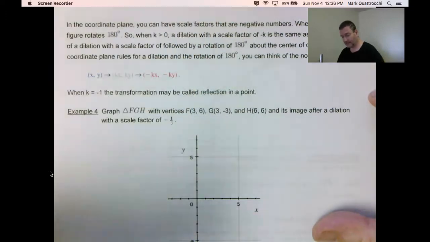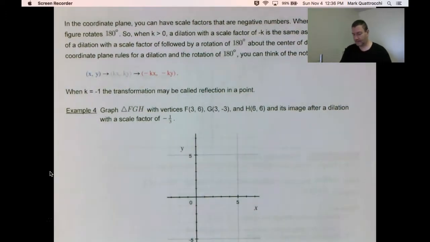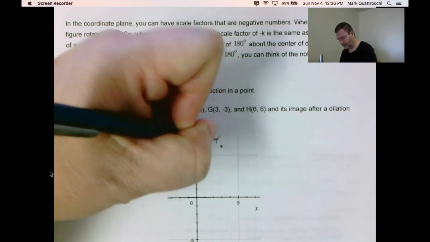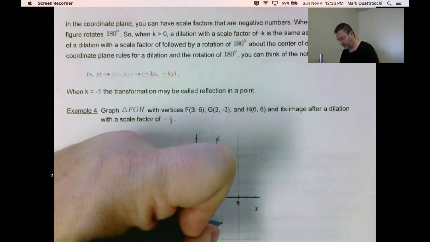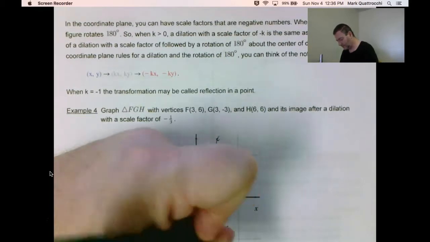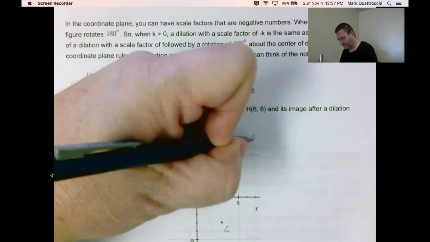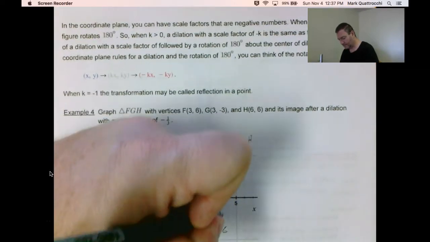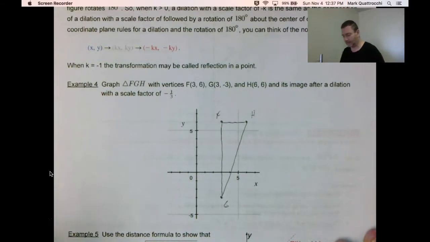So are we graphing F? Yep, we're graphing the original. F is at 3, 6. Here's F. G is at 3, -3. G. And H is at 6, 6. Here's H. There's our pre-image, the original triangle.